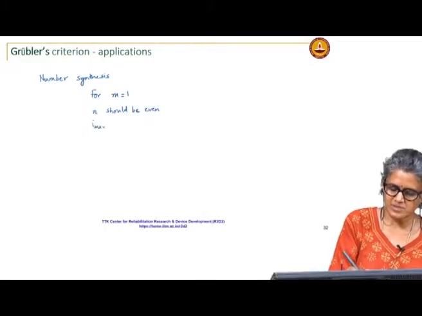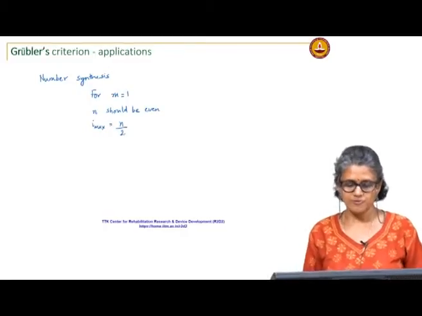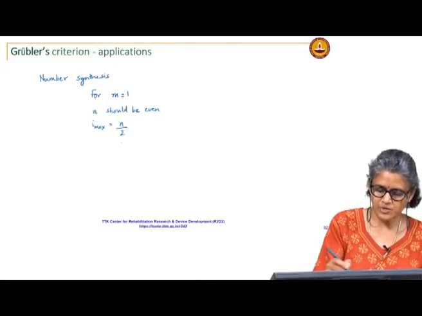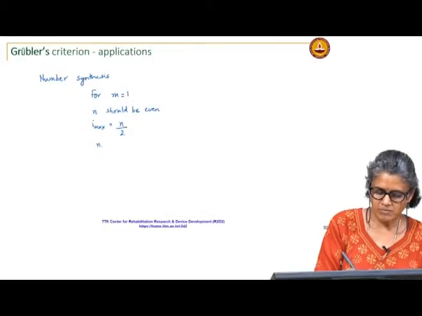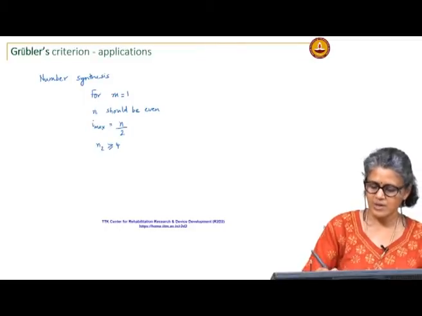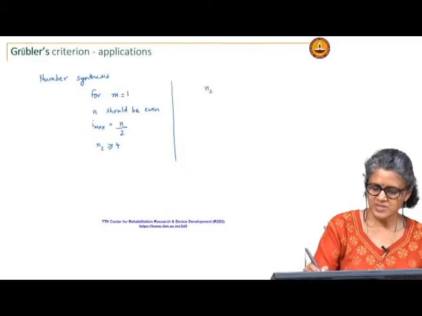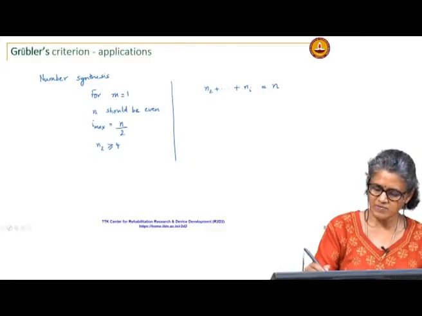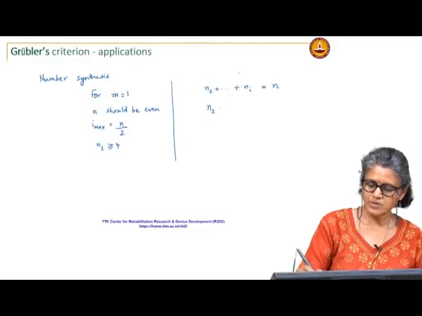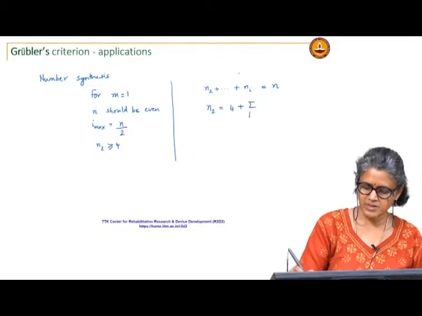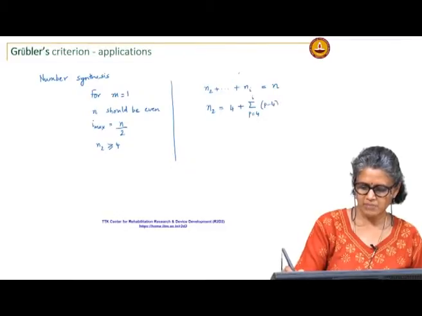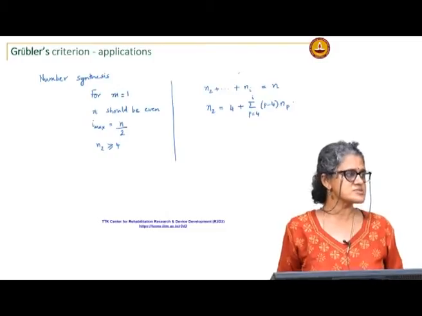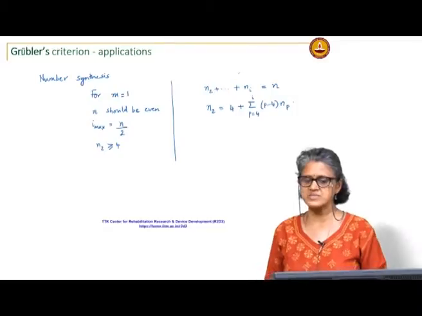I max, which is the maximum order link, would be n by 2, the maximum number of nodes in a link can be n by 2, and then you have to satisfy a minimum of binary links greater than or equal to 4. Then you have to satisfy the equation n2 plus whatever ni equal to the total number of links. And from the mobility criterion we saw that n2 equals 4 plus sigma (i minus 4) ni, because this we obtained from the mobility criterion. So, if they satisfy these two equations, then they give you possible solutions for the number synthesis.